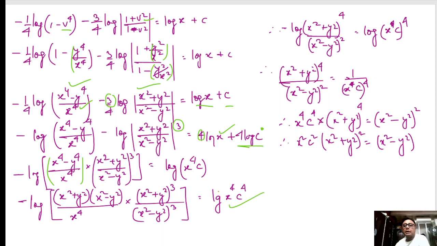Log will cut on both sides, and it becomes this. Now writing it in a proper way, this is the solution of this equation.